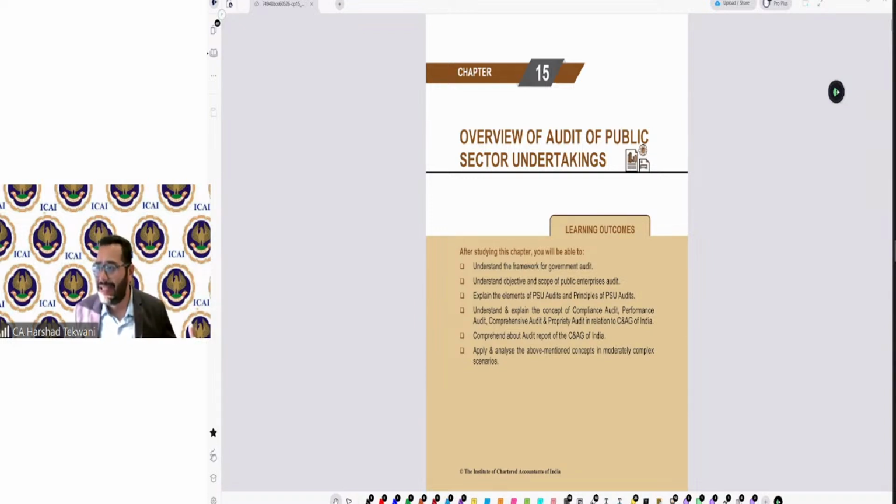A lot of these assignments are through empanelment. There is an empanelment happening for the public sector undertaking audits, and CA firms can apply. If you are applying for the empanelment and going for an audit of a public sector undertaking, then you should be aware of how it actually is performed. So let's start the discussion.